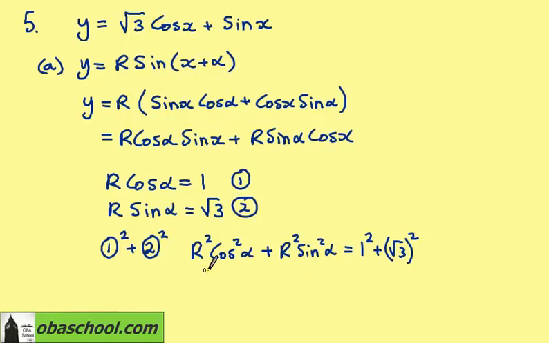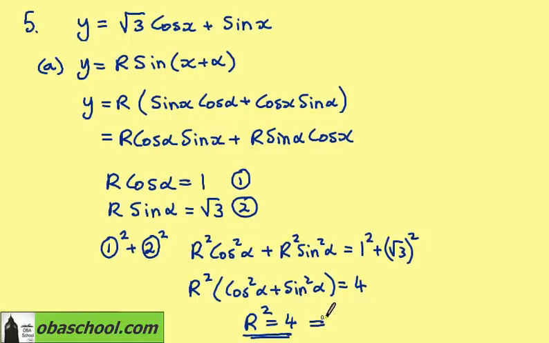We have a common factor of r squared. If we take it out, we get cos squared alpha plus sine squared alpha is equal to 1 plus 3, which is 4. Cos squared alpha plus sine squared alpha we know is 1, so r squared is 4, and then r must be equal to 2, since we're told that r is positive.